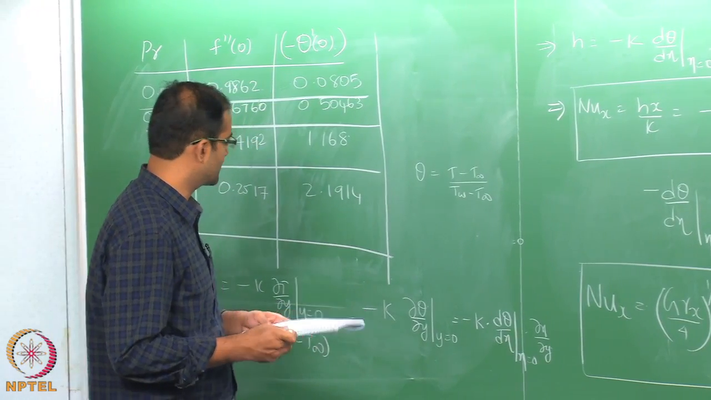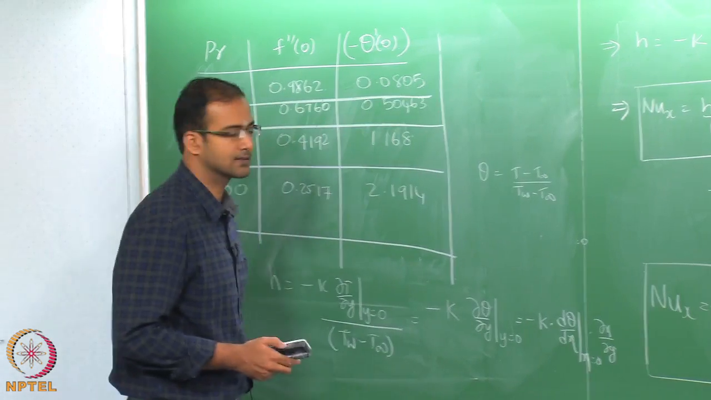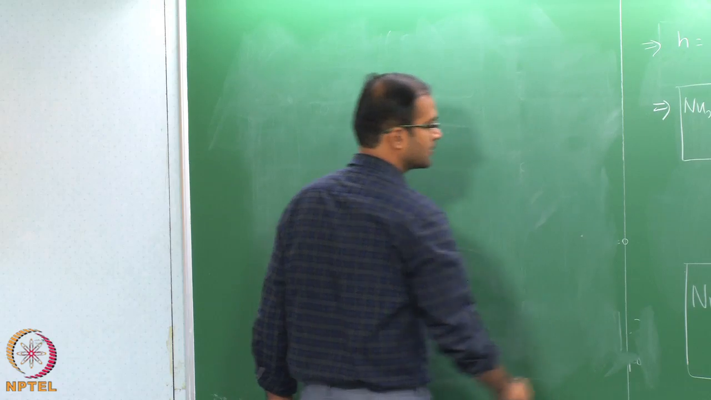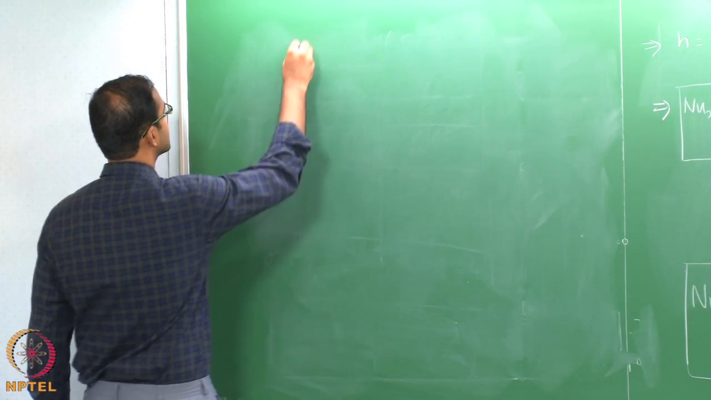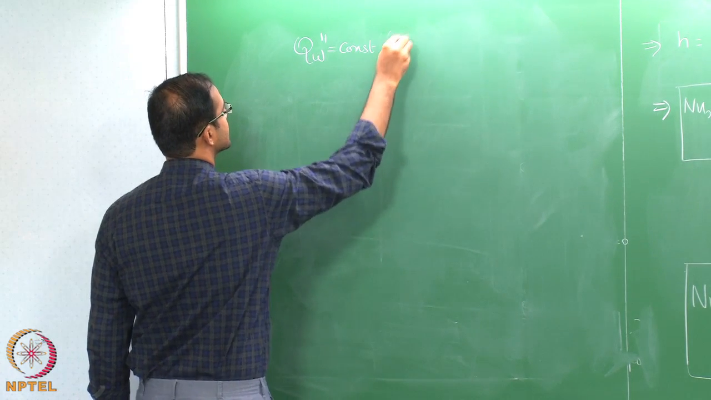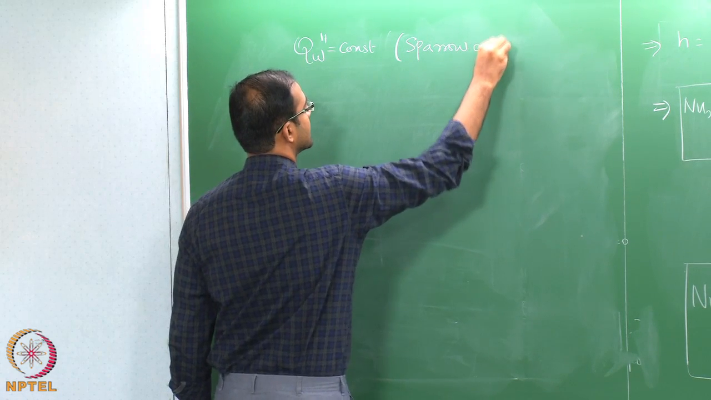Now what we will do next is move on quickly to the case of constant wall heat flux boundary condition, okay. So this is the extension to what Polhausen did. So he started with the constant wall temperature case, and later on Ostrach completed the solution for different Prandtl number ranges. Now the extension to this is to find the solution for constant wall flux boundary condition. So this was attempted by two people, Sparrow and Gregg.